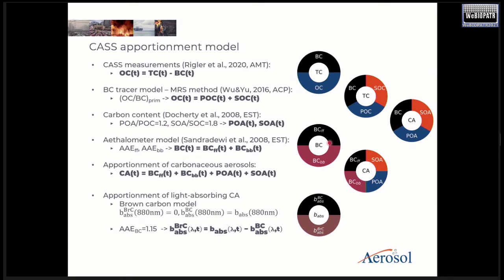Then we can also use the well-known Aethalometer model, which apportions black carbon to black carbon coming from fossil fuel and black carbon coming from biomass burning. And if you sum this all together, you get 4 components. And additionally, by using the brown carbon model, doing also the apportionment of absorption to the one from black carbon and the one from brown carbon, so this is the part of the organic aerosol that absorbs, you can also have 2 optical components.